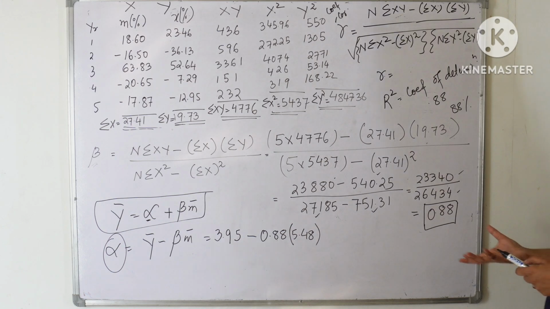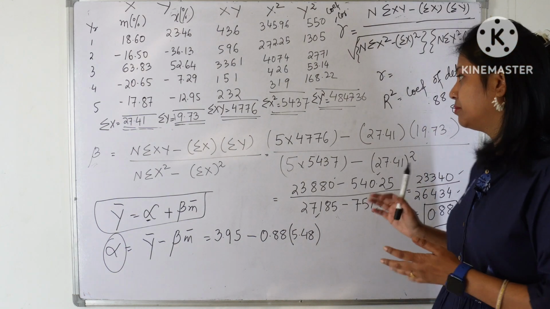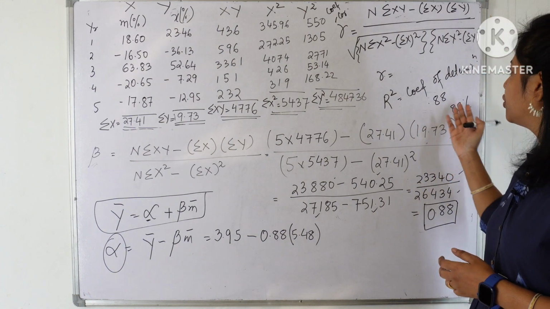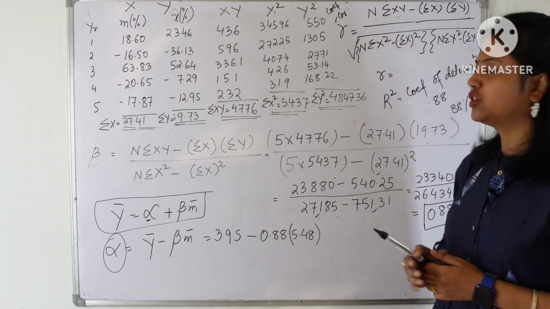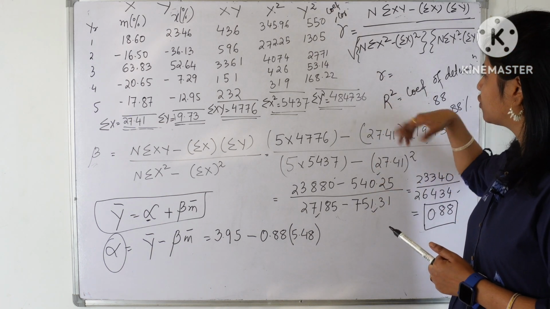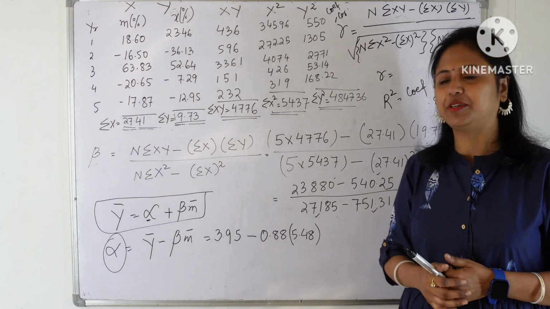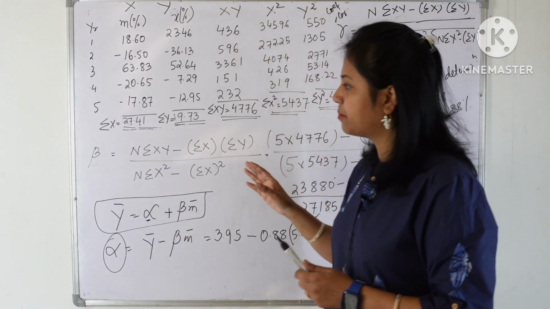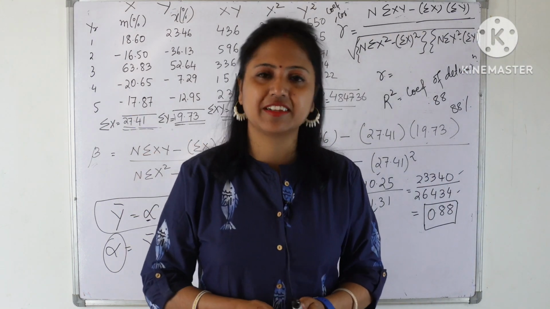If you have this information, you can calculate the coefficient of determination. And for that, you have to find the coefficient of correlation. Once you know the coefficient of correlation, you just square it and you get the coefficient of determination. So that's a different thing, but how to calculate beta we have seen in this video.